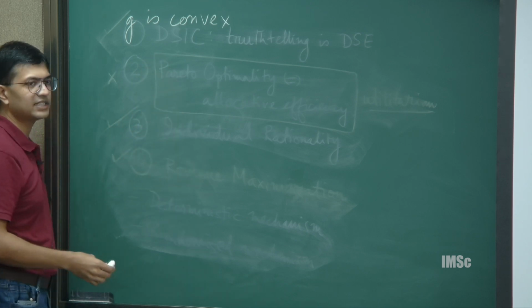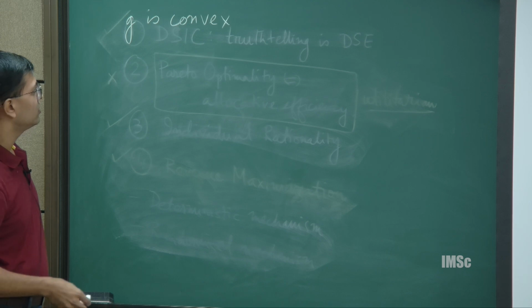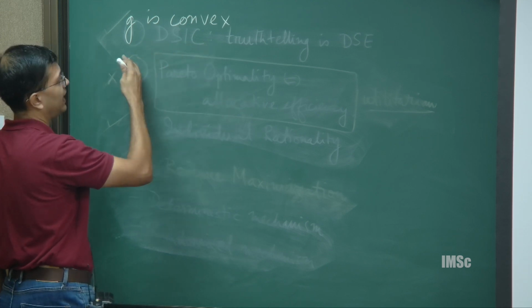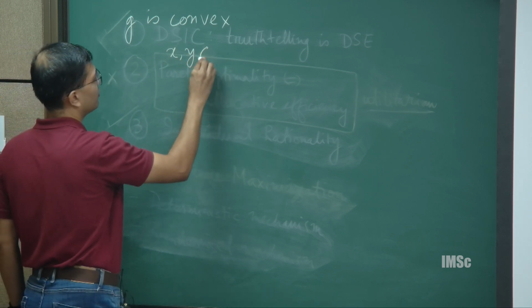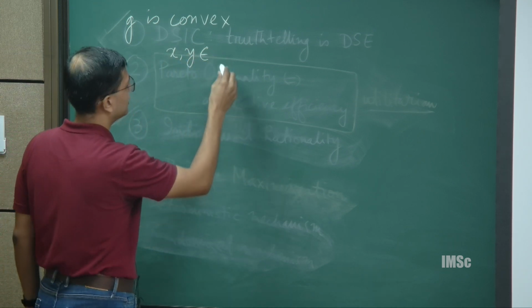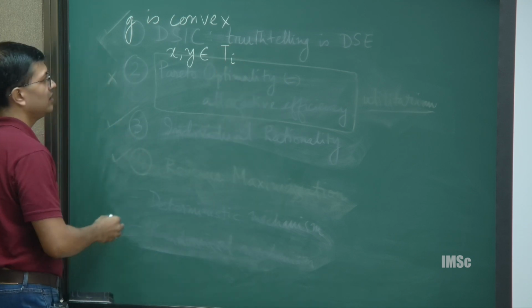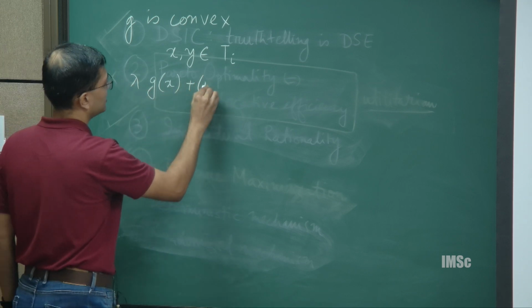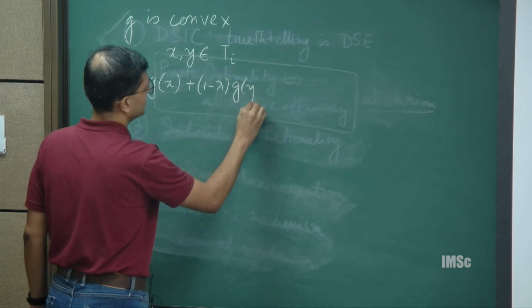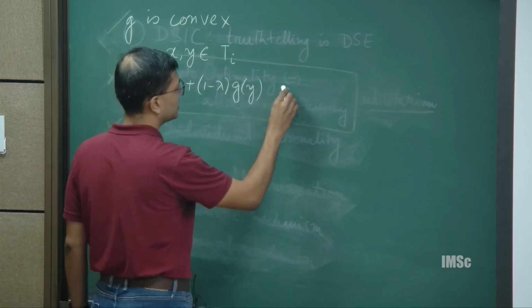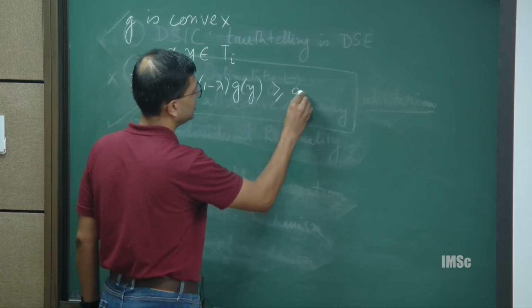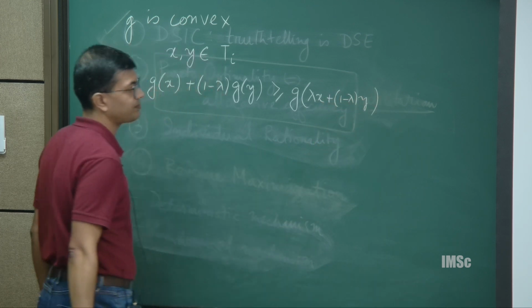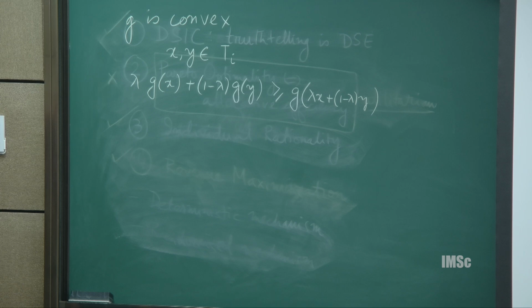So, pick any arbitrary x and y or something, right? So, I mean the general recipe is that pick any. So, G has some domain. So, pick some x and y from the same domain. In this case, that Ti will be that domain, and you show that G of x times lambda plus 1 minus lambda times G of y. This convex combination should be at least as much as G of lambda of x plus 1 minus lambda of y. Okay.